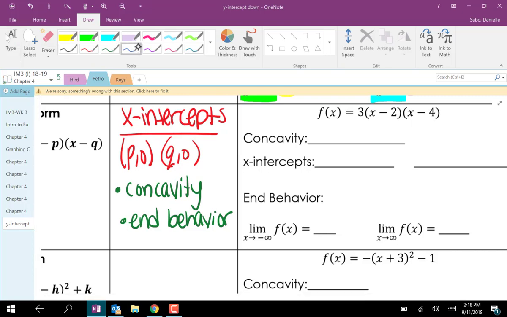Are we concave up or down? Up. Here's why. Right here, it's positive. There's no negative out in front. There's no negative next to the equal sign, so it's going to be concave up.